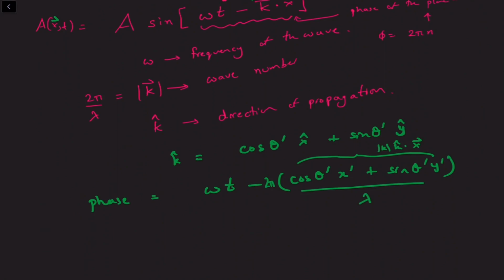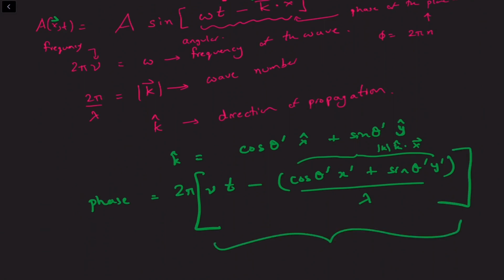The angular frequency, omega, is related to the frequency nu. More precisely, omega is the angular frequency. And so we can write the entire phase in this way. We can write 2 pi times nu times t, where nu is the frequency, and we can pull out the factor of 2 pi as common. So this is what we have for the phase of the plane wave.